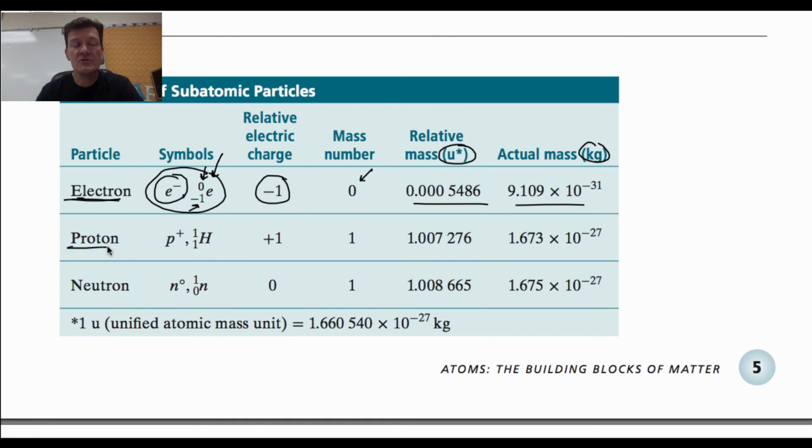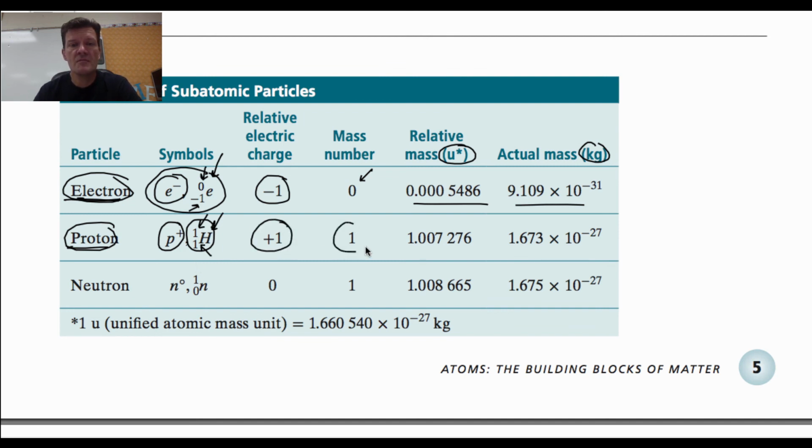The proton is in the nucleus. You need to know the electron is found outside the nucleus, in addition to its charge and mass. For the proton symbol here, you put a P with a plus, or you can use this H, because hydrogen, if you take away its electron, is just a single proton. So again, here's its mass and its charge.